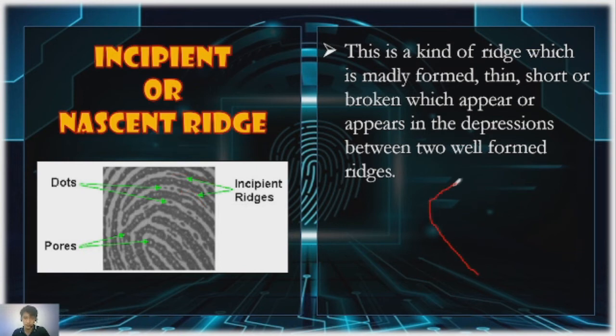Okay, so they have the same sizes, but a thinner ridge was formed. Then we can say that these are examples of incipient ridges. Usually we can find them in the middle or in between ridges, right? So that is incipient ridges. Take note also, it's otherwise known as nascent ridge.